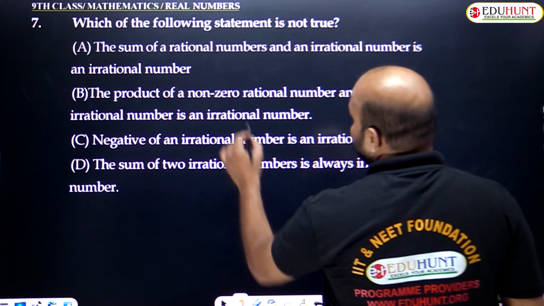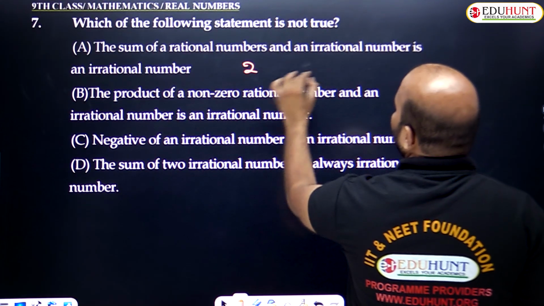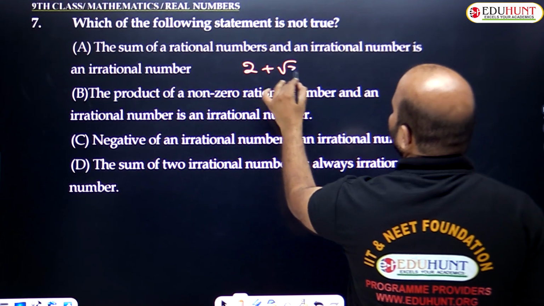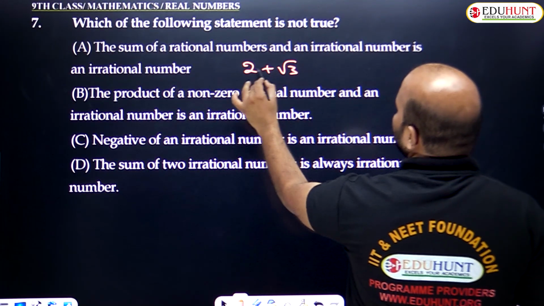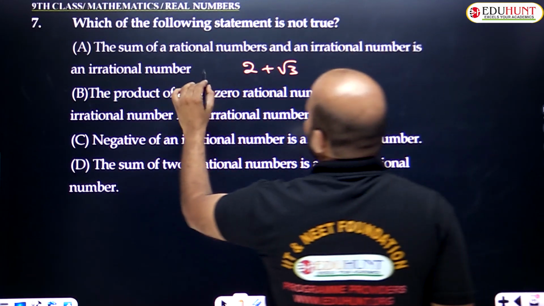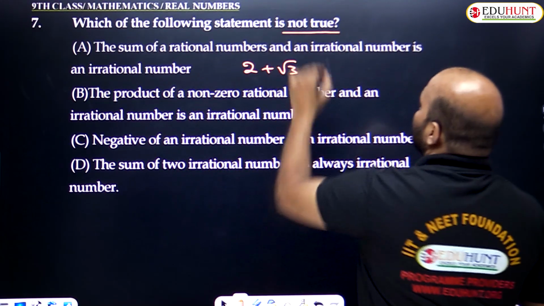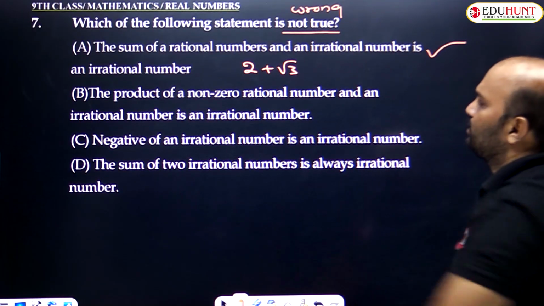So what is the example? I have taken the rational number 2. 2 is a rational number and the irrational number is root 3. So the sum of the rational and irrational, 2 plus root 3, is also irrational. So it is a correct statement. But the question I am asking is not true, meaning a wrong statement. I am asking for the wrong one, so this is correct. Am I clear? So it is a correct statement.